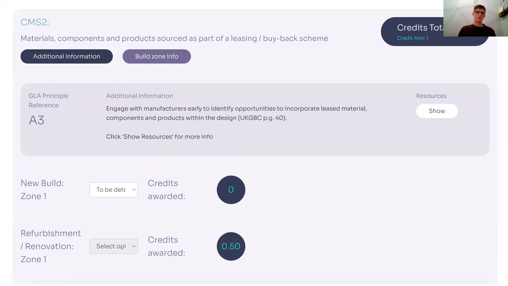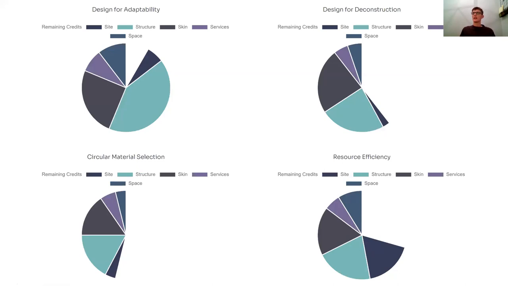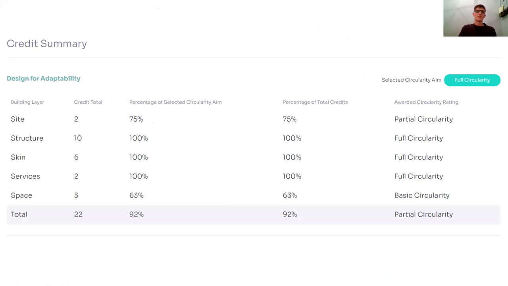This is an example of the circularity outputs. And this is just looking at the relative performance of building layers between each of the circularity principles, so you can easily compare which principles are performing best and which layers are performing best. And then there's a more detailed tabulated version of this, looking at the percentage of the selected circularity aim that you've achieved and what the awarded circularity rating is for each of the layers within each of the principles.